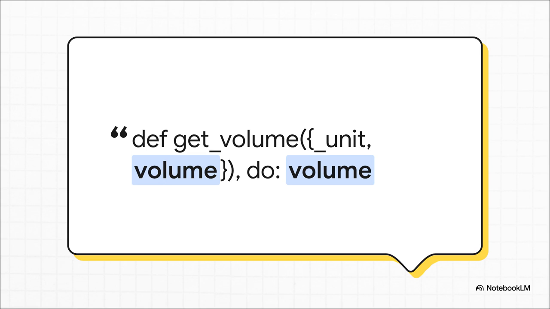I don't care what the first part is, that's the underscore, but grab the second part and call it volume. And then we just return volume. It's so clean. No if statements, no nonsense.